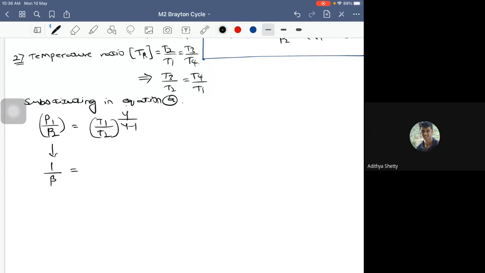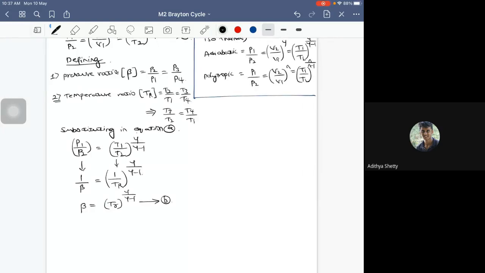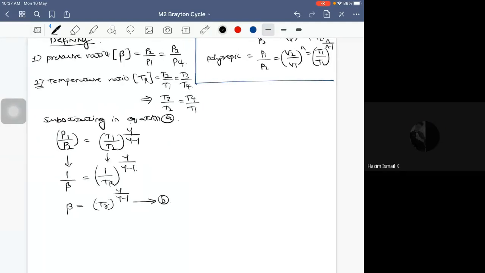Correct. Next, what do you mean by T1 by T2? T2 by T1 is TR, so T1 by T2 is 1 divided by TR, this whole to the power of gamma divided by gamma minus 1. Now, interchanging numerators to denominators on both LHS and RHS, can I write beta is equal to TR to the power of gamma divided by gamma minus 1? Can I write it as such? Any problem? Understood this particular concept? Any doubts here?